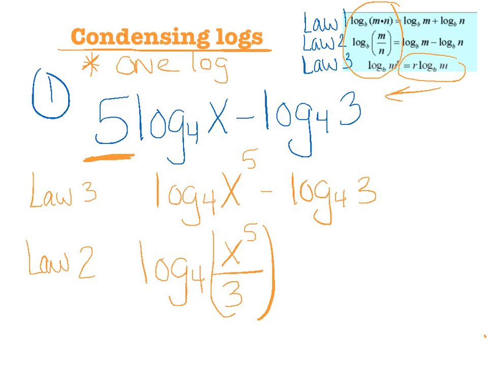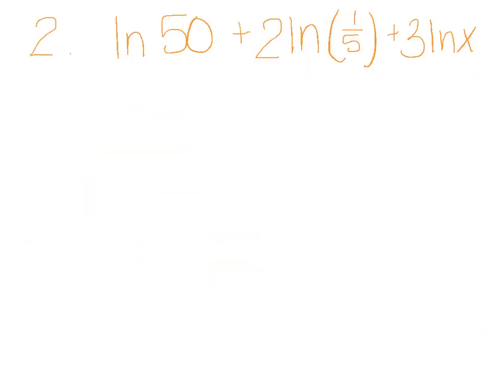Now luckily there's only 3 law properties, and I think the more we use them, the more comfortable you'll get. So remember, there's one for multiplying, dividing, and then the power. So let's try another one here. So I've got the ln of 50 plus 2 ln of 1/5 plus 3 ln of x. So I'm going to start with law 3 by taking care of any exponents.